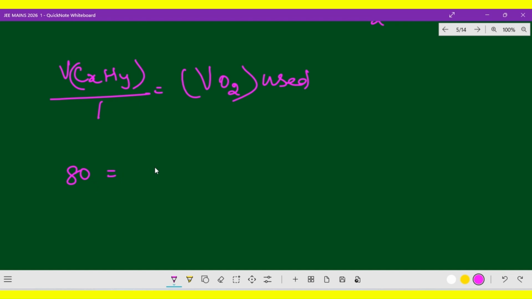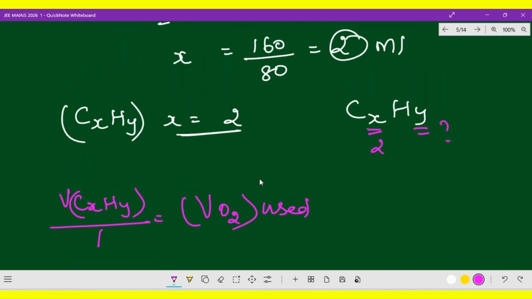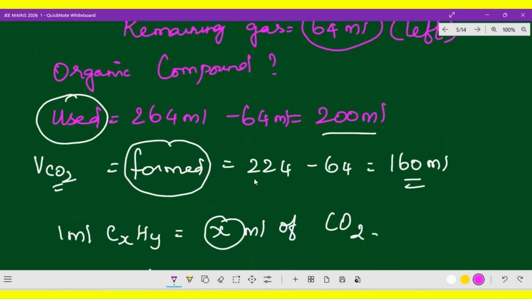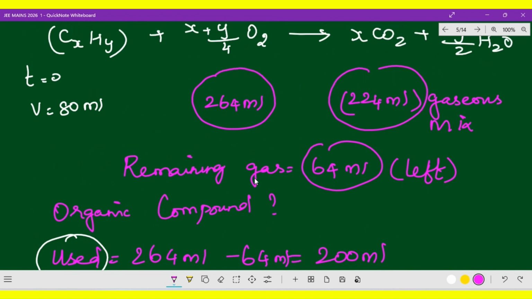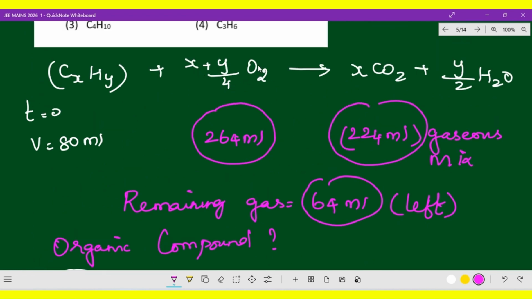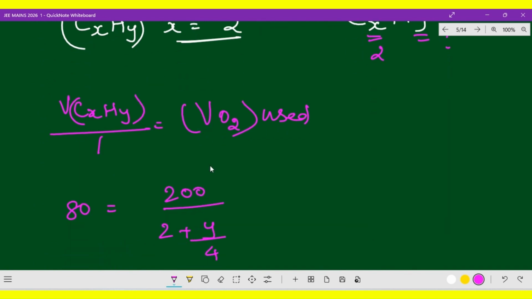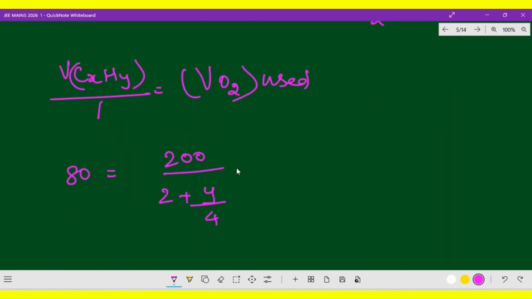So 80 equals 200, the oxygen used, divided by 2 plus y by 4. The formula is x plus y by 4, for oxygen. Let me check it once again. Yes, here it is x plus y by 4, and we found x equal to 2, so 2 plus y by 4.